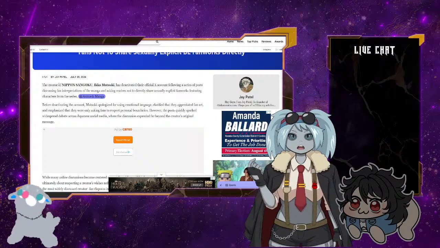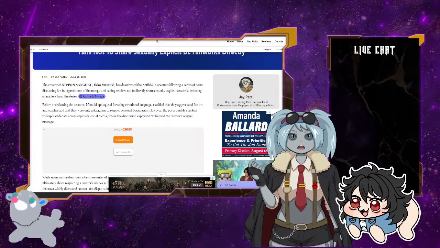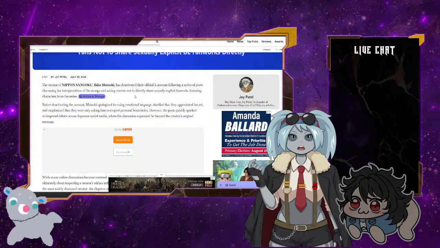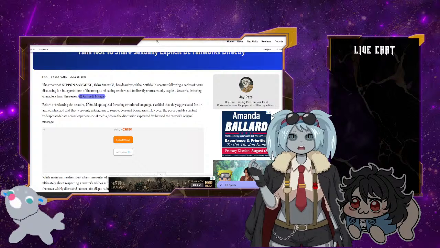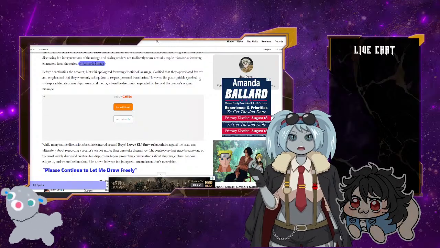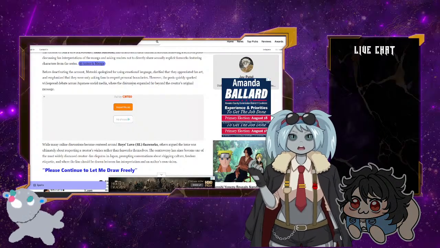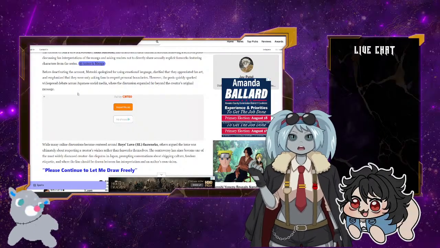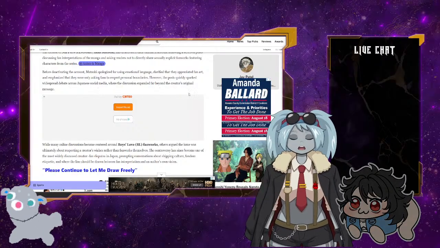But anyways, the creator of the manga has deactivated his official X account following a series of posts discussing fan interpretation of the manga, asking readers not to directly share sexual exploitation fan works featuring characters from his series. Before deactivating, he apologized for using emotional language, clarified that he appreciates fan art, and emphasized that he was only asking fans to respect personal boundaries. However, the post quickly sparked widespread debate across Japanese social media, where discussions expanded far beyond the creator's original message.